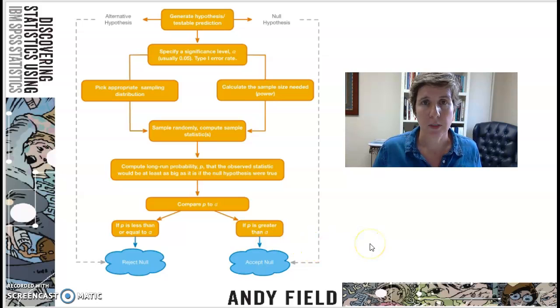So that's the basic procedure of here's my hypothesis statement, my research hypothesis, my null hypothesis. I get my sample, I run my data, and I interpret the research or null hypothesis relative to that outcome.